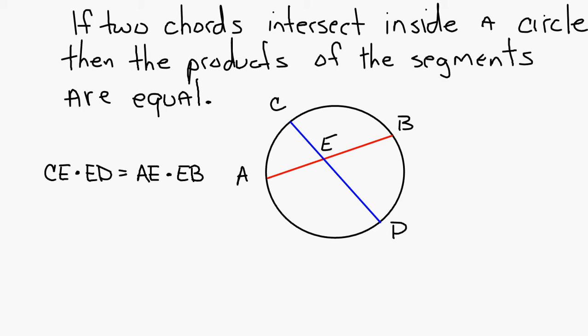So if you put an X right here and an 8 and a 6 and a 4, then 8 times X, or 8X, is going to equal 6 times 4, which is 24. Divide both sides by 8. X equals 3.